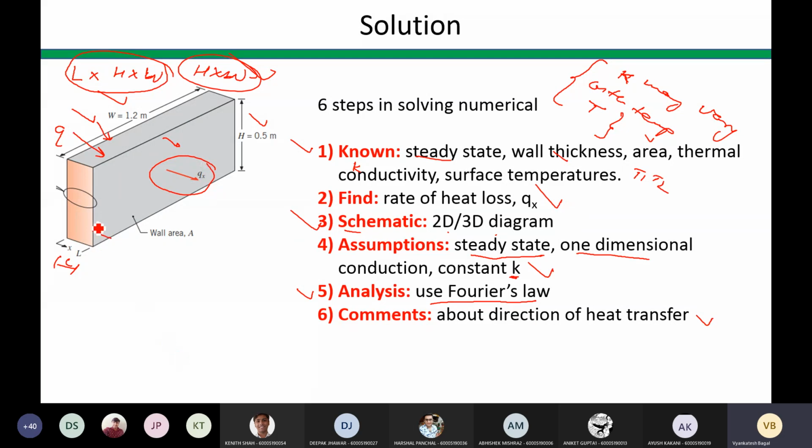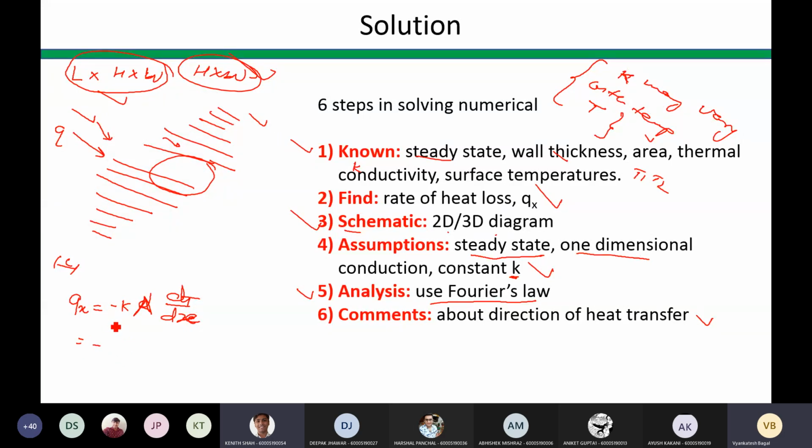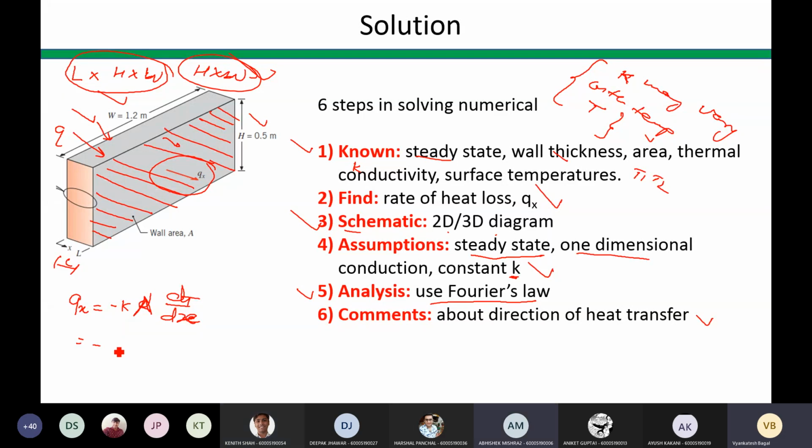So the wall area will be this area, or the back face you can see this area. Now use Fourier's law and find out what is the rate of heat transfer, Qx. So Qx is minus K A dT by dx. We know this, right? So find it. So minus K is what? What is the K value they have given? 1.7, sir. 1.7.